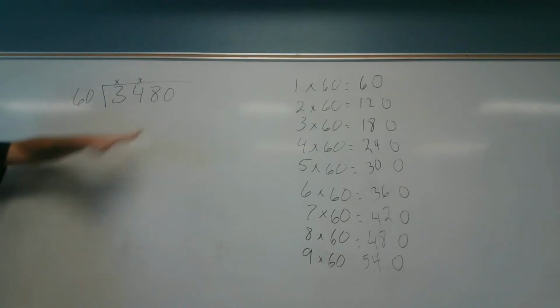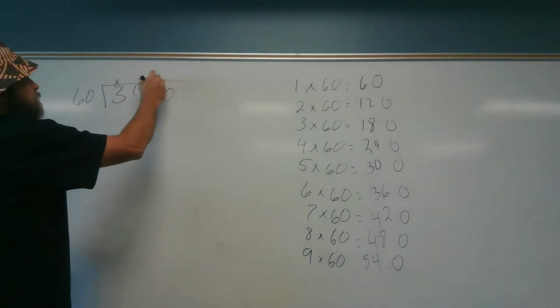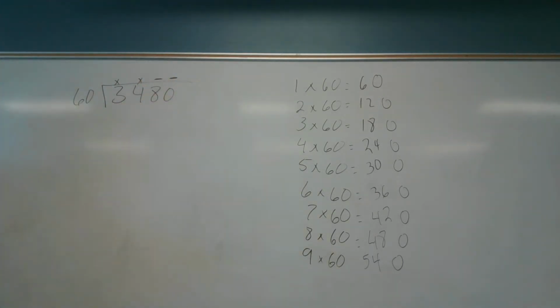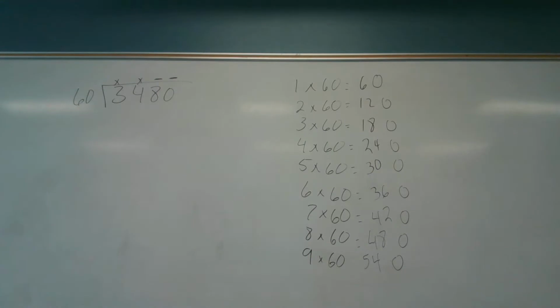Lakin, is 60 going to go into 348? Because 348 is greater than 60. So that means it'll go in there, which means I'm going to have a 2-digit answer. It's really important where I put my digits, because when I walked around, I saw some people and they weren't putting their digits in the right place in their quotient. And that's going to mess your answer up. So it's real important to put them in the right place.